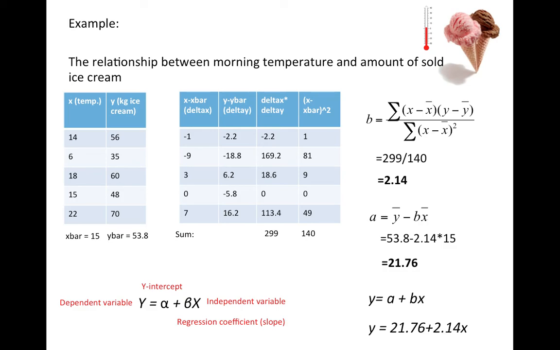And this means that with each degree increase in temperature, the ice cream sales will be up 2.14 kilos. And when x is 0, we can expect y to be 21.76. However, you should always be cautious about extrapolating outside your data points. We actually don't know how temperature affects ice cream sales outside this measured range. It might not be a linear relationship at all at 0 degrees.